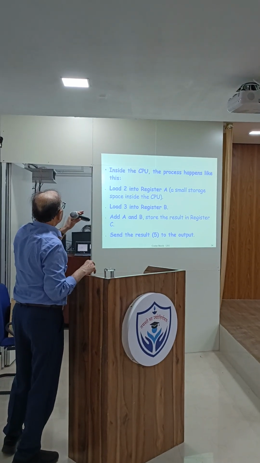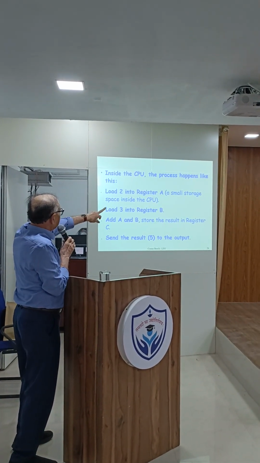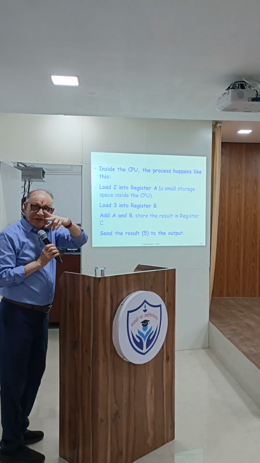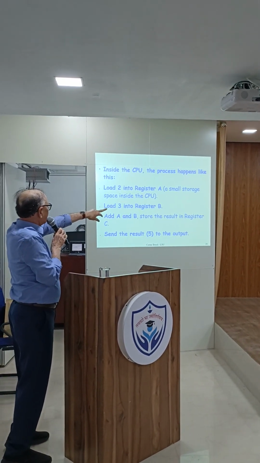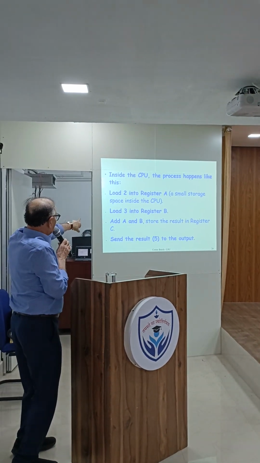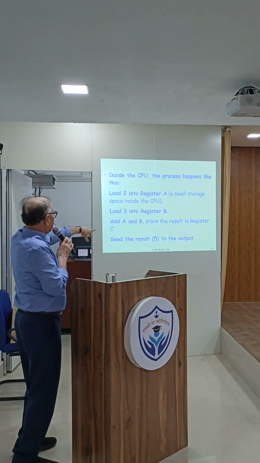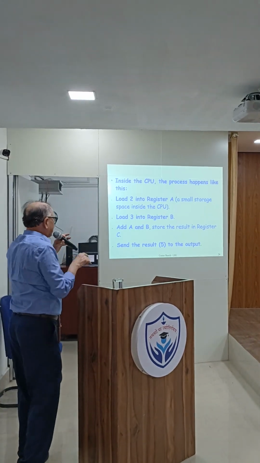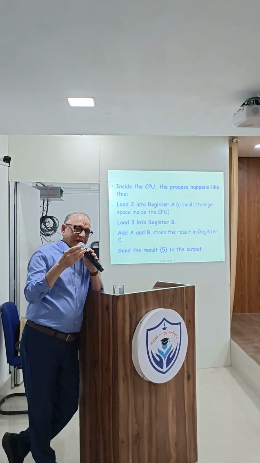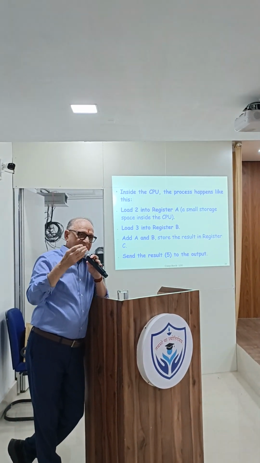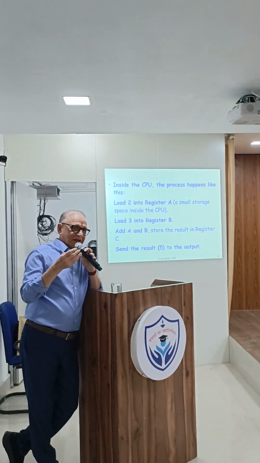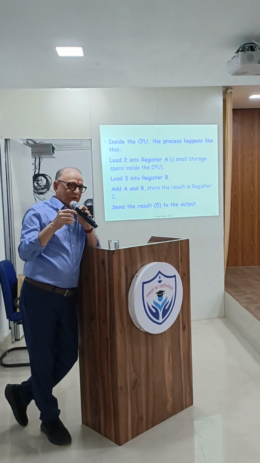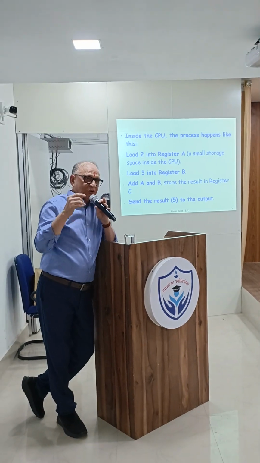Inside the computer, see what is happening. Inside the CPU, the process happens like this. It loads 2, that number 2 as 0 and 1, into the register, a small storage unit inside the CPU, and then it loads 3 into a register, adds A plus B, stores the result in register C, and sends the result 5 to the output. So what you write, 2 plus 3, first converts into 0 and 1, then all 0s and 1s are converted back to 5 in terms of 0 and 1, which is understandable by your computer.